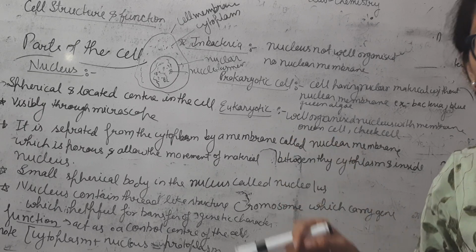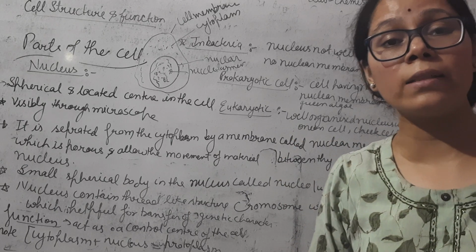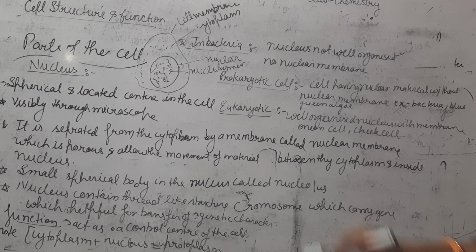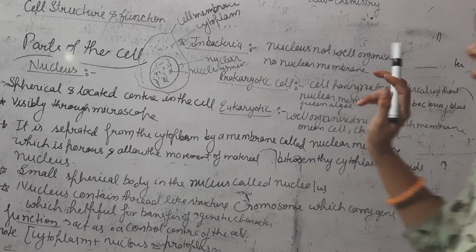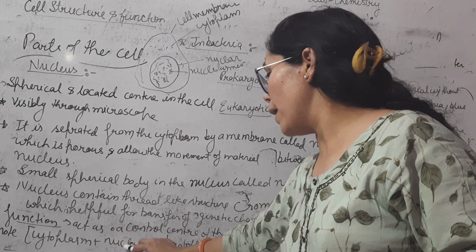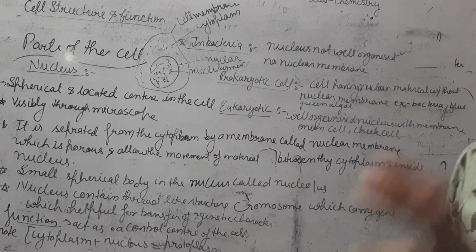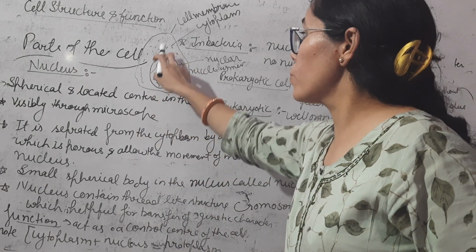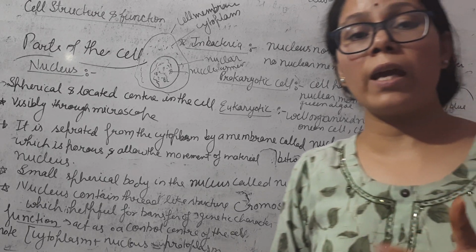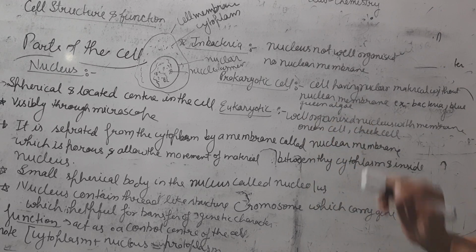The nucleus acts as the control center of the cell, which controls the activities of the cell. This is its main function. One more thing, please note it down: the cytoplasm and the nucleus combined are known as protoplasm. Sometimes a question can be asked, what is protoplasm? The cytoplasm plus the nucleus is known as protoplasm.